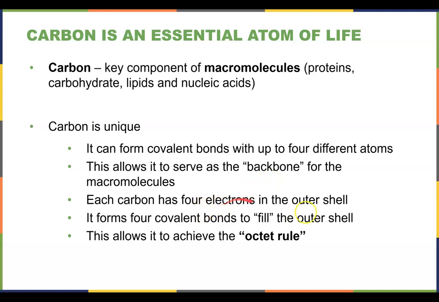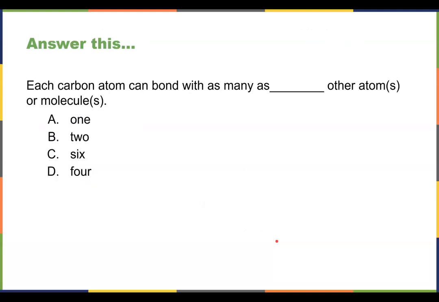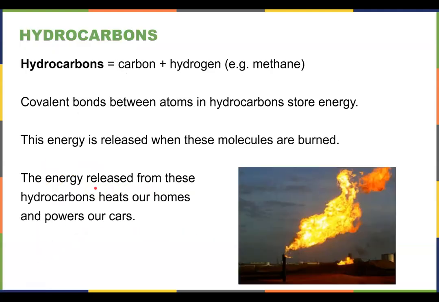It has 4 electrons in the outer shell, meaning it can form 4 bonds because it needs to fill 4 more spots to reach that 8. And it allows it to achieve that octet rule when we do fill those. Okay, so each carbon atom, I just said it, can form bonds with as many as 4 atoms.